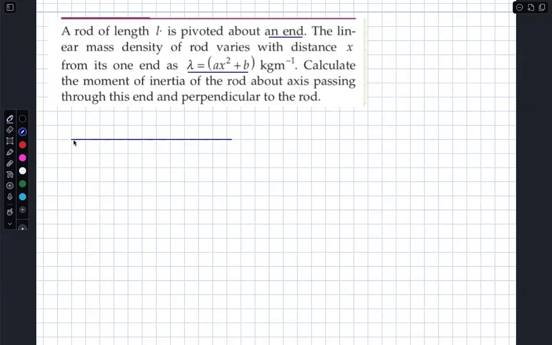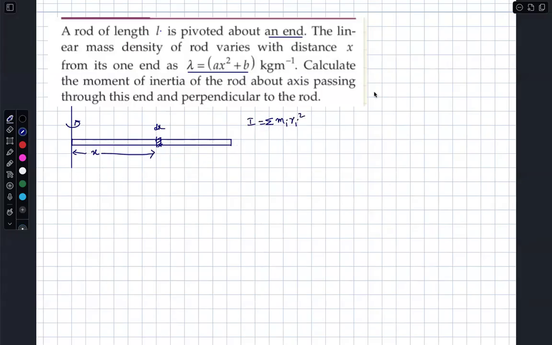I am imagining that this is a rod, and this is the axis of rotation. Now you take some element dx, which is at a distance x. So what is the formula? The general formula is sigma m_i r_i square.